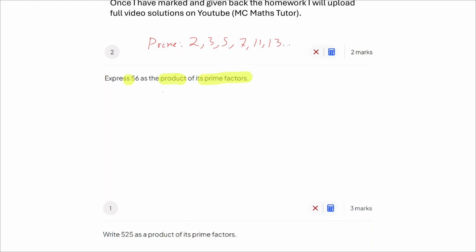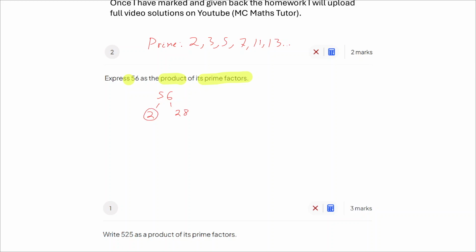So we can begin with our number, which is 56. And I always say, if you can, divide your number by 2, because 2 is prime and it's quite an easy one to divide by. And we can divide by 2 here. We can do 2 times 28 gives you 56. Okay, and 2 is prime, so we can circle it.